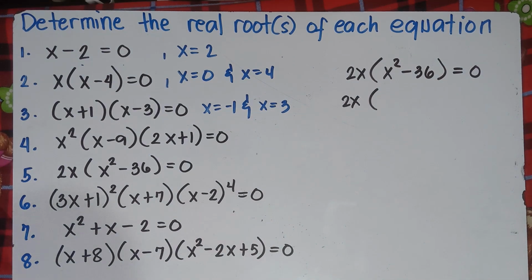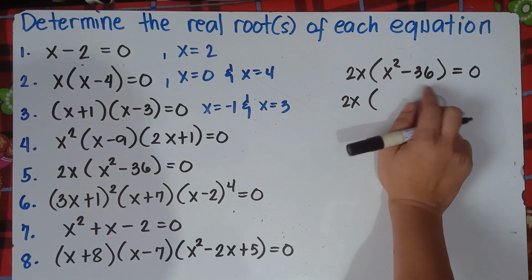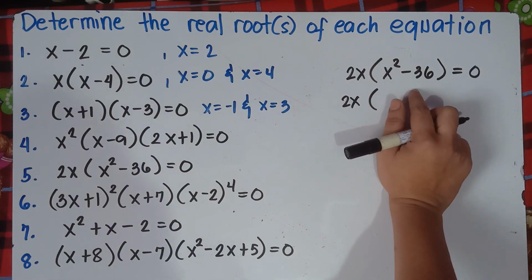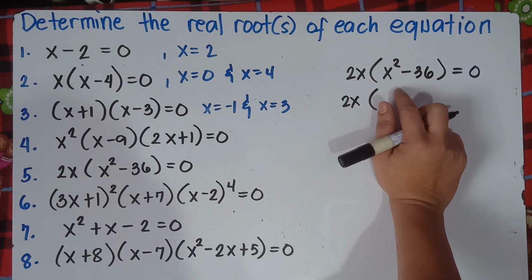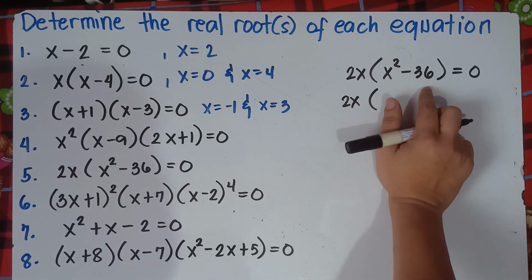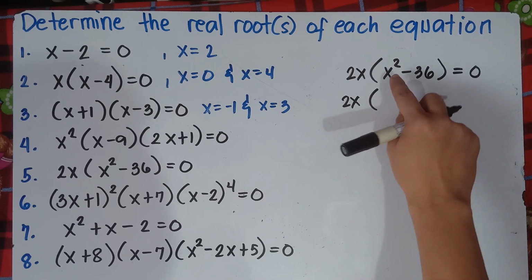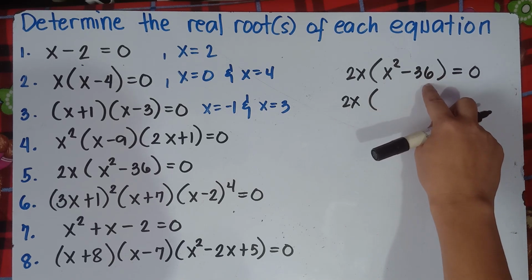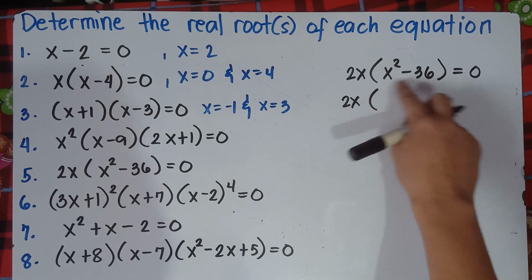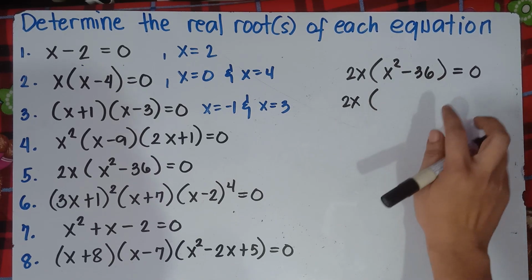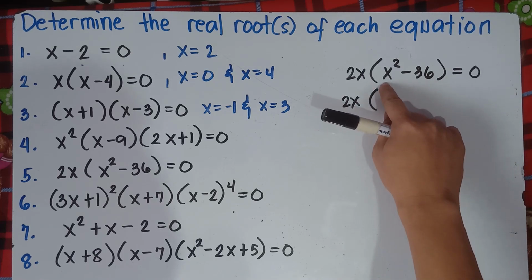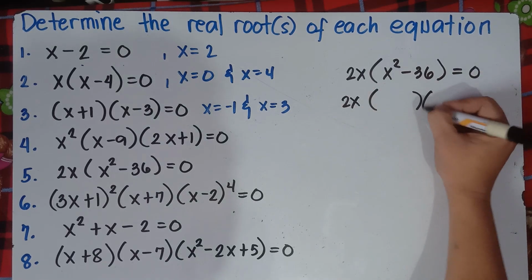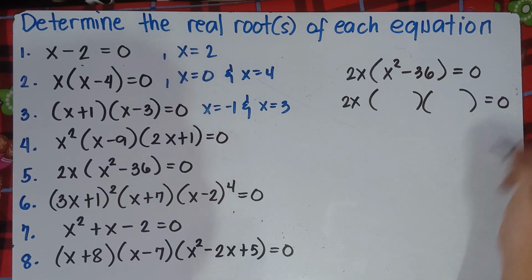You still remember, class, if you want to know more about factoring, I will just put the link in the description down below. So x squared minus 36, you can factor this out by the difference of two squares. If you have a perfect square on the left side and a perfect square on the right side, you can factor this out by the difference of two squares. Just simply get the square root of the first term. Once again, you put two parentheses, then equals 0.